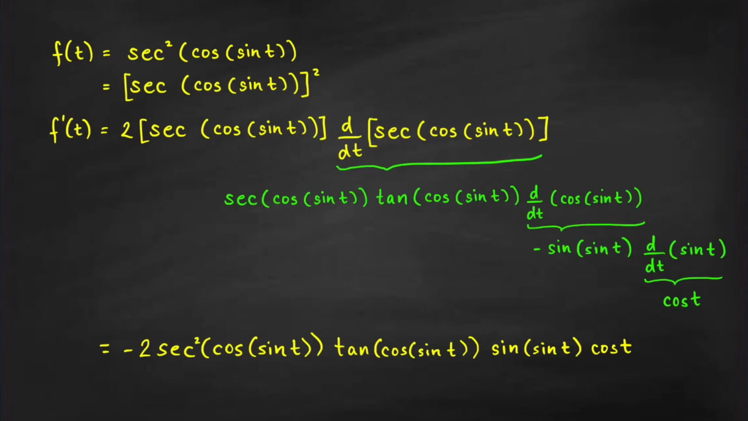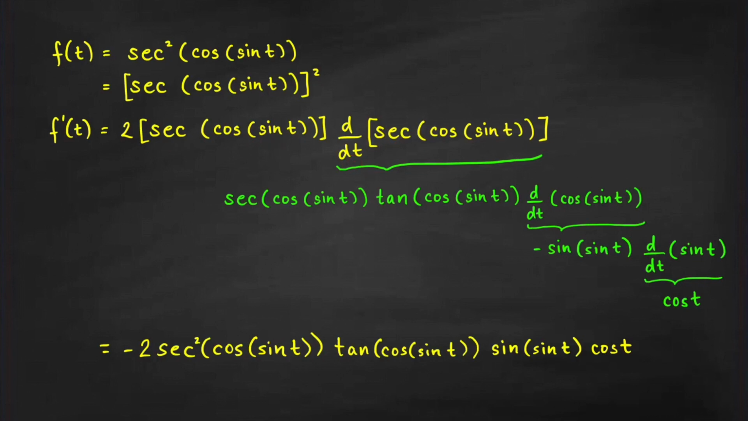So here we think of this function as a function raised to a power. So we need to use the formula for the derivative of u raised to n. And the derivative is: bring down the power, subtract 1 from the power, times the derivative of the base with respect to t in this case.